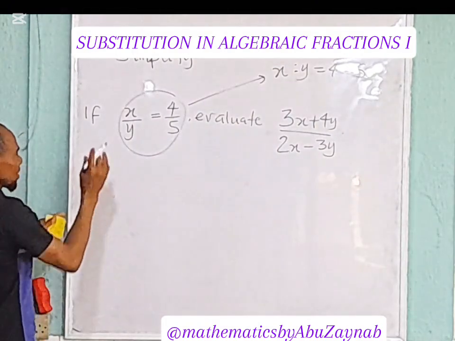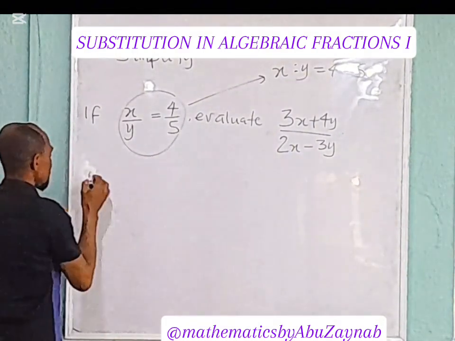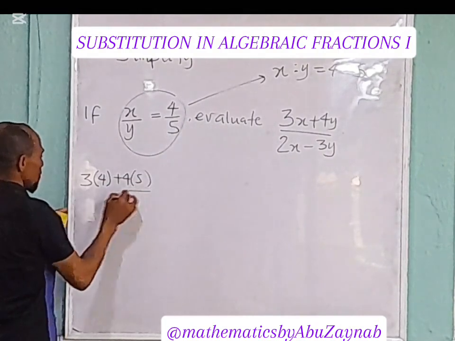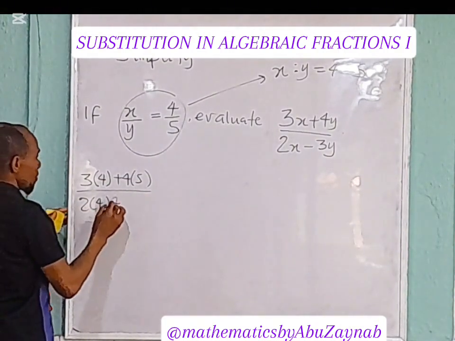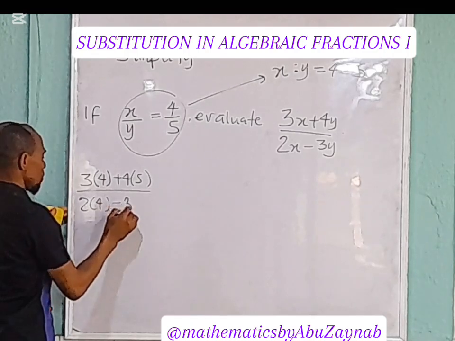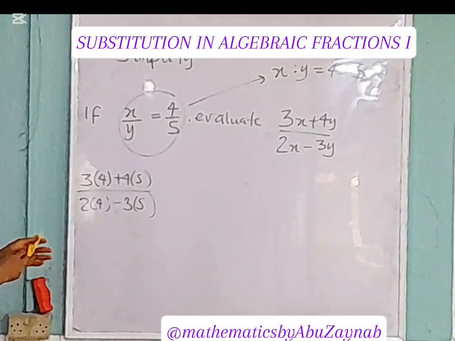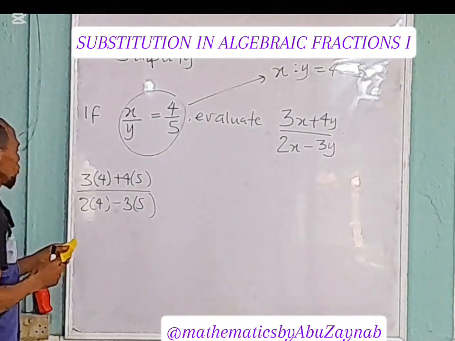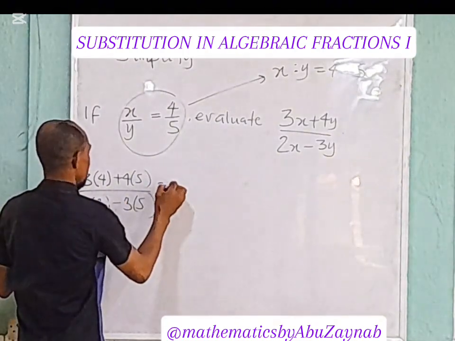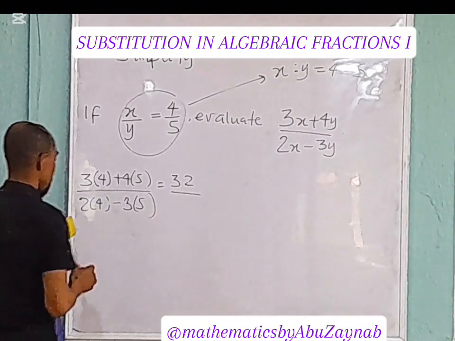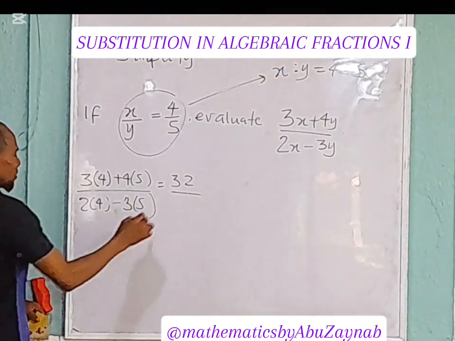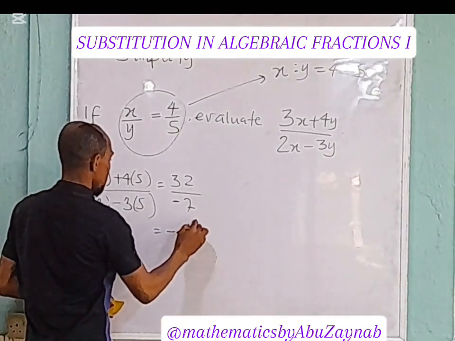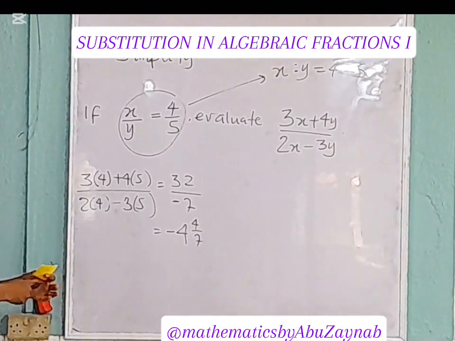So if we assume that x is 4 and y is 5, it simply means we are saying 3 times 4 plus 4 times 5 over 2 times 4 minus 3 times 5, assuming that x is 4 and y is 5. So in that case, we're having 12 plus 20, that is 32, over 8 minus 15, that is minus 7. And that gives us minus 32 over 7. Is that straightforward?